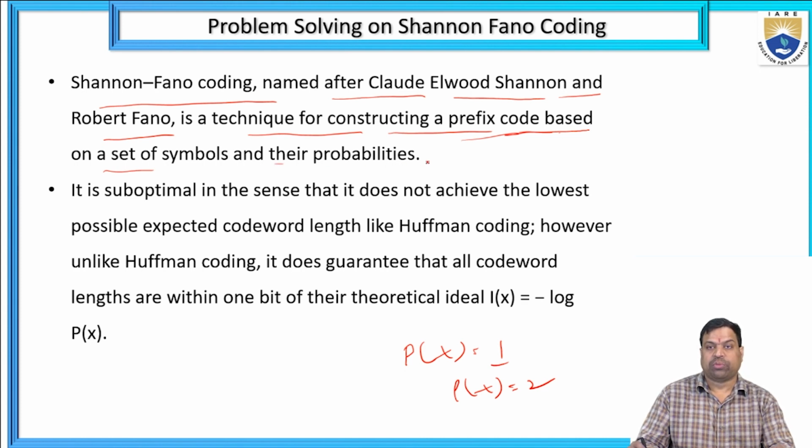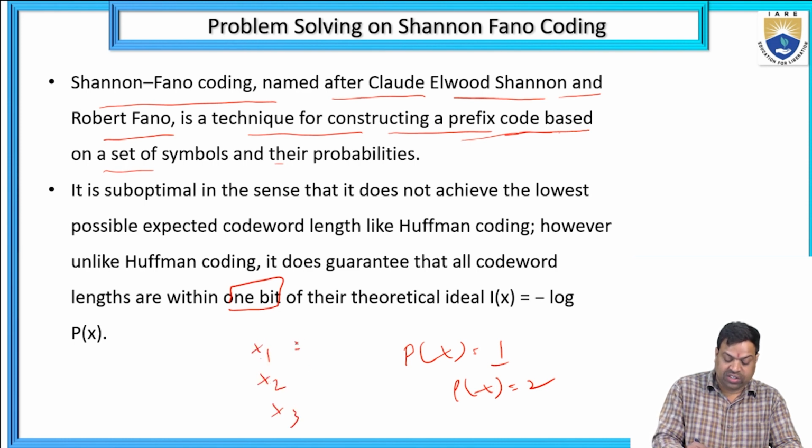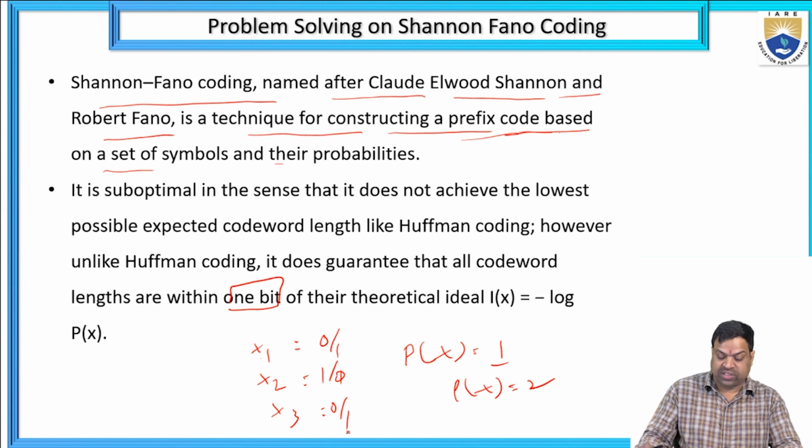It is suboptimal in the sense that it does not achieve the lowest possible expected code word length, like Huffman coding. However, unlike Huffman coding, it does guarantee that all code word lengths are within 1 bit of their theoretical ideal, I of x equal to minus log of p of x. Okay, if I am taking, suppose x1, x2, x3 or anything, its code word is a 1 bit, 0 or 1, like this.